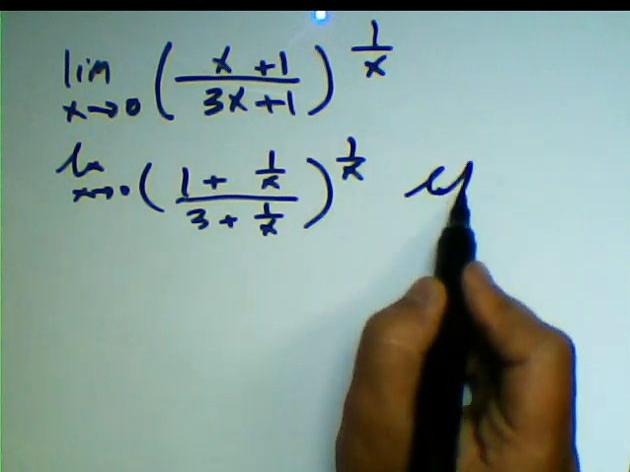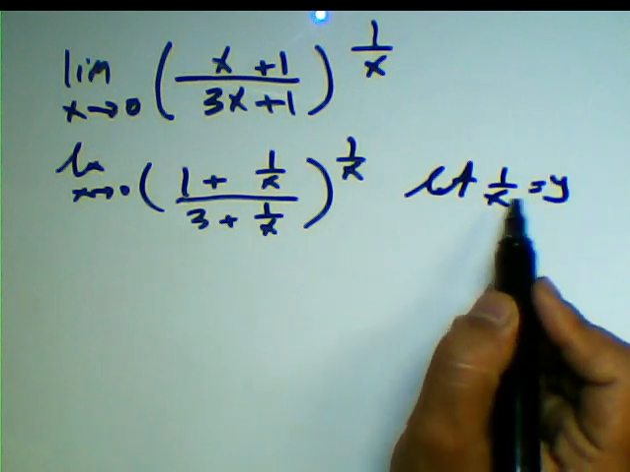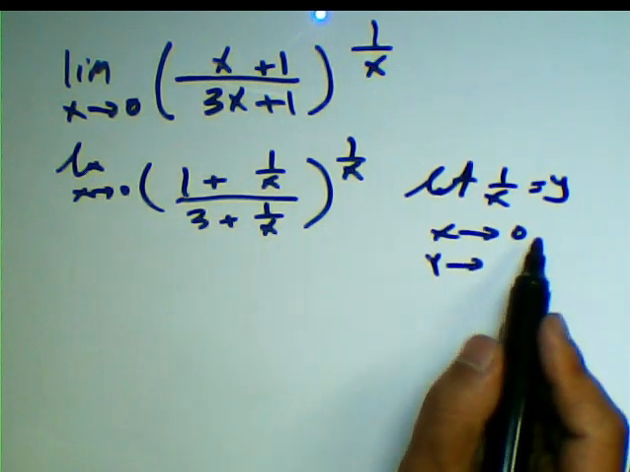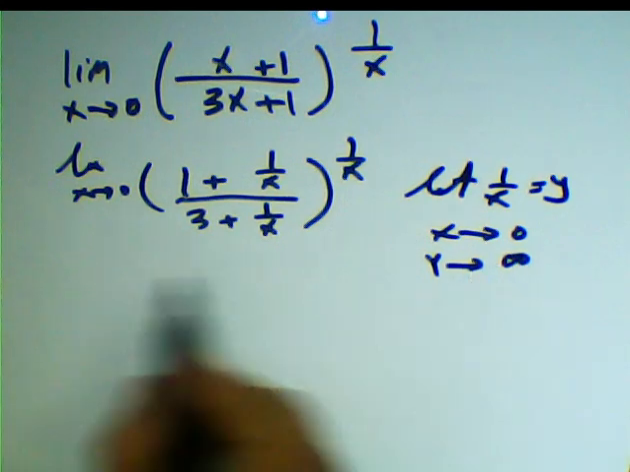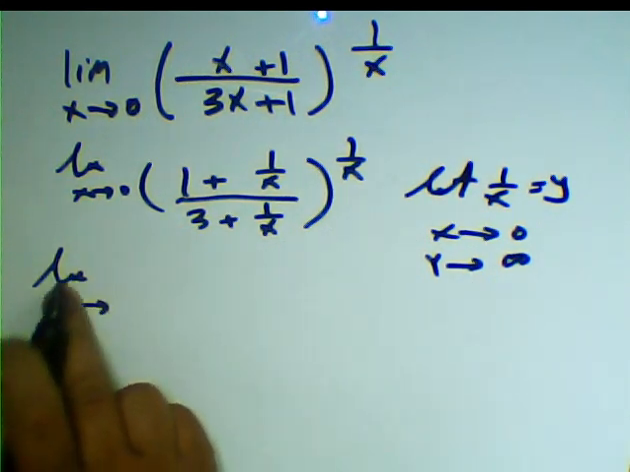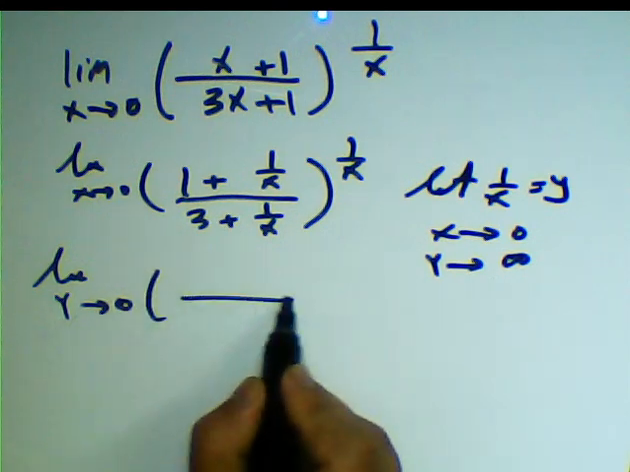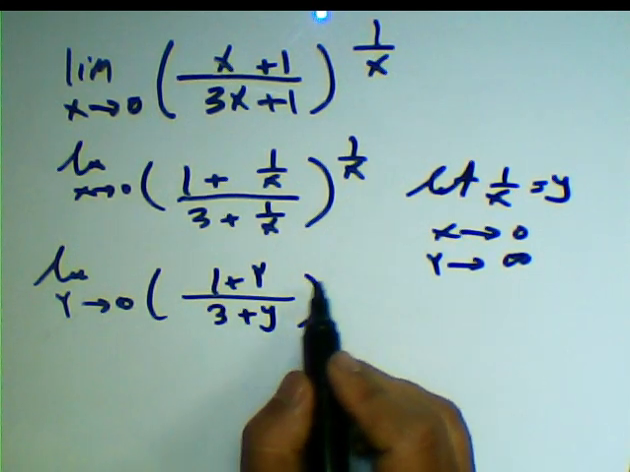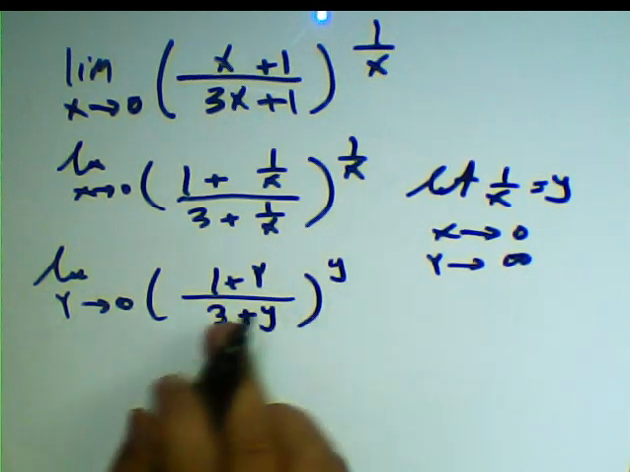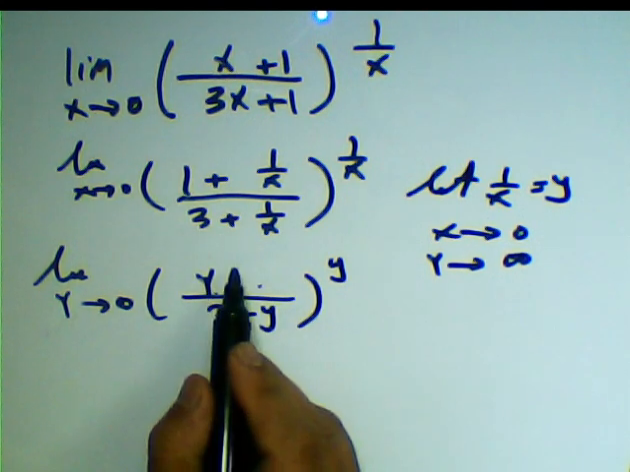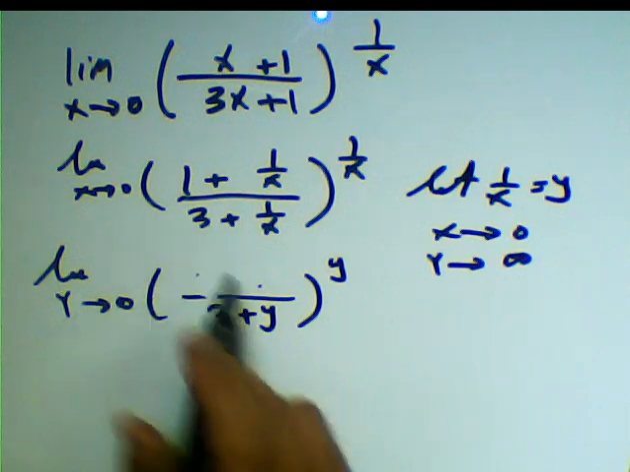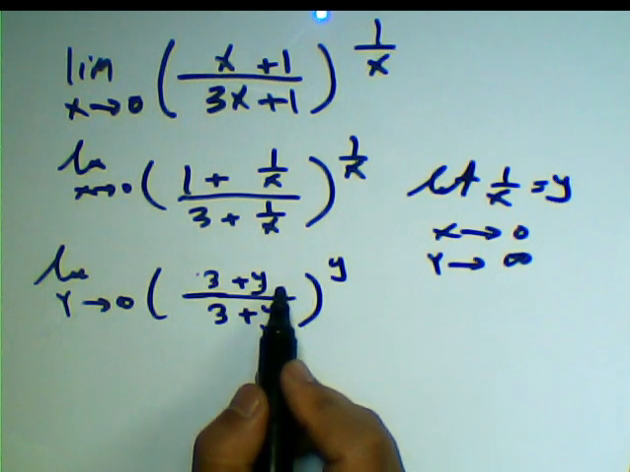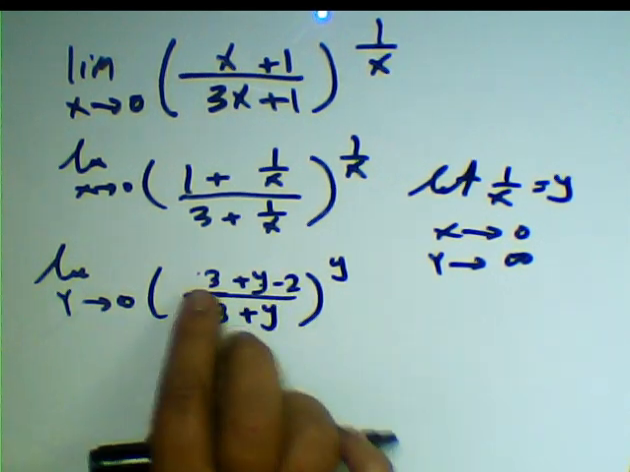Okay, let 1 over x equal y. When x approximates to 0, y will approximate to what? Infinity. Okay, the limit when y approximates to infinity about this function 1 plus y over 3 plus y all power y. Write 1 here equal what? Cancel 1 and write 3 plus what equals 1? 3 plus negative 2, because 3 minus 2 equals 1.